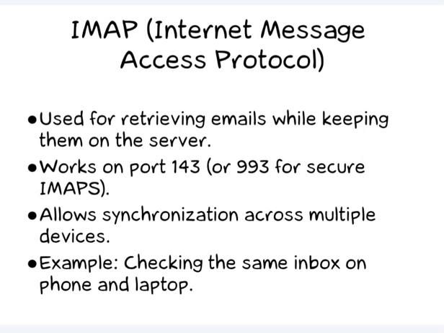So the next one is IMAP, Internet Message Access Protocol. IMAP, on the other hand, allows us to view our mails directly from the server without deleting them. It works on port 143, or 993 for secure IMAP. IMAP enables synchronization across multiple devices. Before that, POP3 was only one-way synchronization, but here IMAP enables synchronization across multiple devices, which means we can check our mails on our phone, laptop or tablet and see the same inbox everywhere.